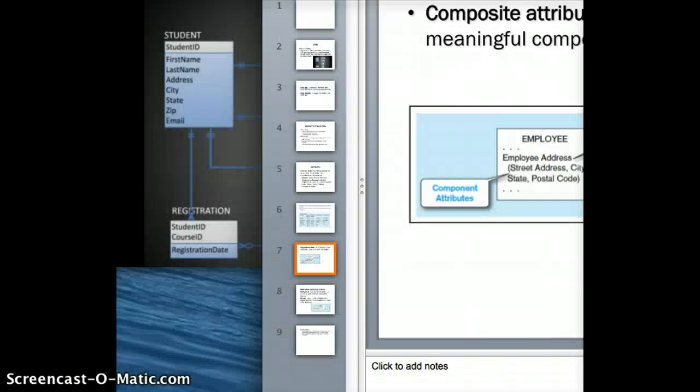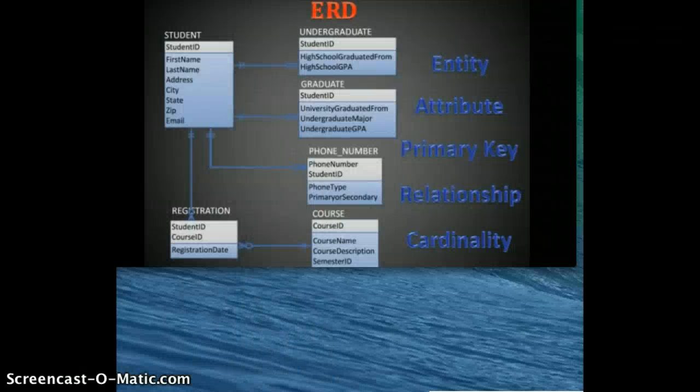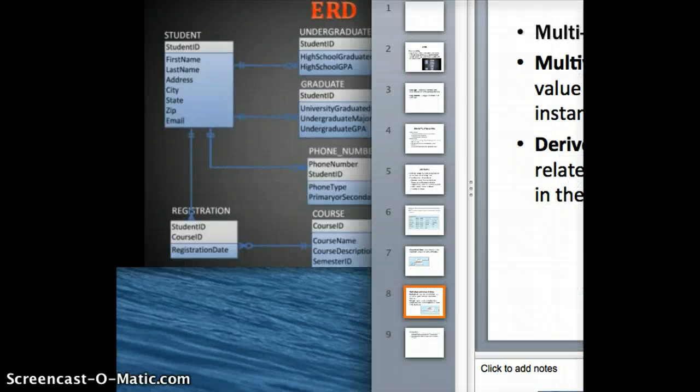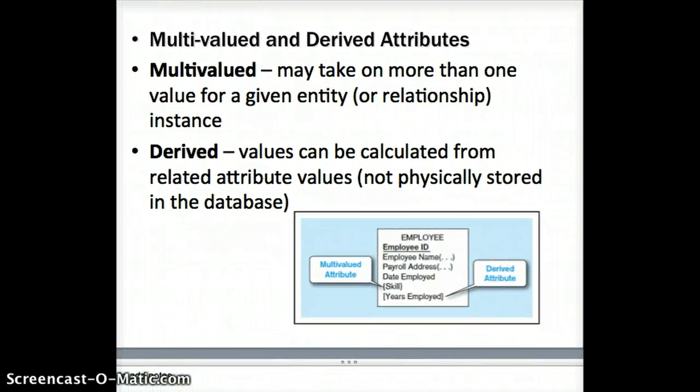Let's move on to multi-valued and derived attributes. Multi-valued may take on more than one value for a given entity or relationship instance. In this situation, we see skill being a huge factor in that. Derived values can be calculated from related attributes and are not physically stored in the database. So in this case, it would be years employed. You can calculate the years employed, but skills is obviously multi-valued.